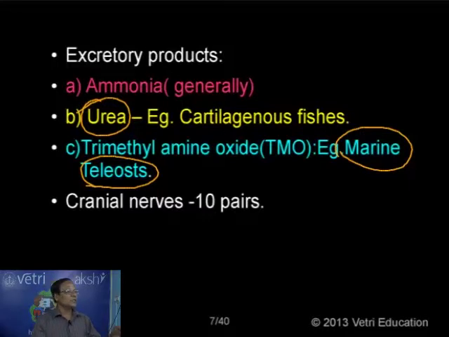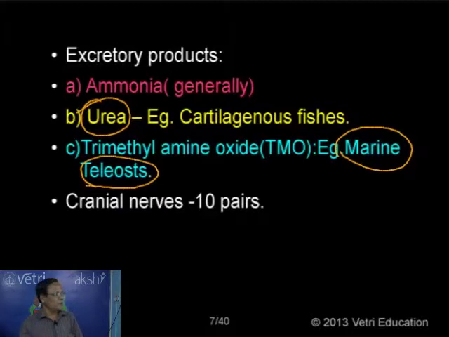In order to maintain the water content of the body, that is, the osmotic concentration of the blood, the animal normally produces trimethylamine oxide, so that the concentration of the blood increases. Now the concentration of the blood is equal to the concentration of the outside medium. So both are in isotonic condition, and there is no loss of water, no movement of water on either side. So to maintain osmotic concentration, the marine teleost fishes have trimethylamine oxide as a waste product.